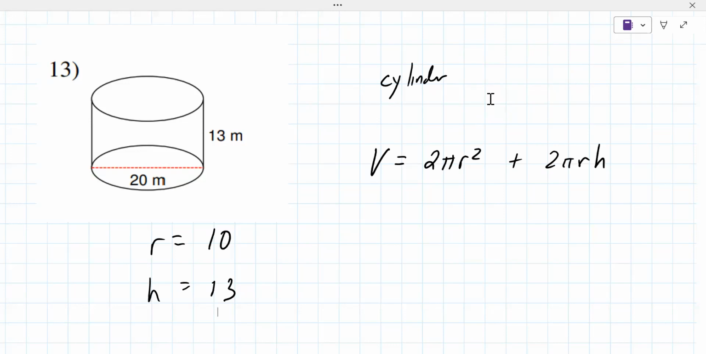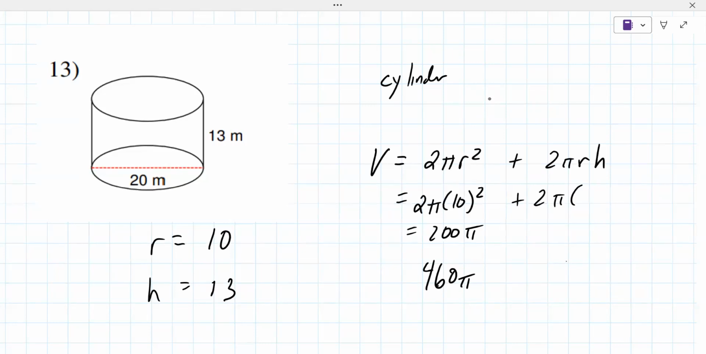What would it be? 460 pi before adding the pi back in? Yeah. So it's 2 times pi times 10 squared, that's 200 pi. And then 2 times pi times 10 times 13, which is 260 pi. So yes, that is correct.